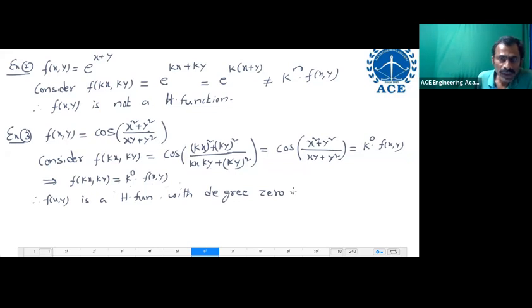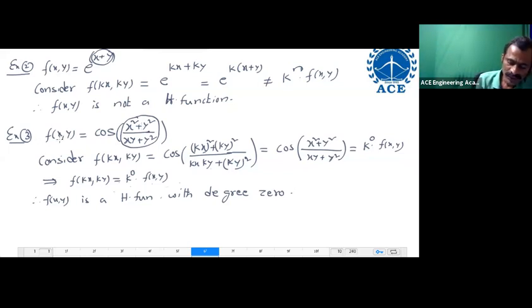Look at both functions. Example number 2, example number 3, both are transcendental functions. In example number 2, the function is e power x plus y. In example number 3, the function is cos of x square plus y square divided by xy plus y square. For this cos function, this is the inner function. Depending on the inner function, we can say directly whether it is homogeneous or not. The inner function is an algebraic function, like example number 1.